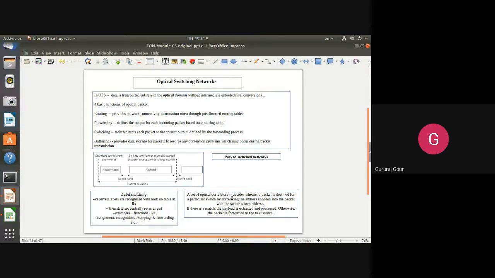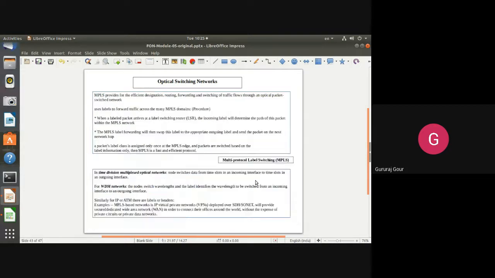I'm telling this because these correlators decide whether the packet is concerned with the particular switch or not, by comparing the address encoded in the packet it is receiving with its own switch address. If it is matching, then the payload is extracted and processed. Otherwise, the packet is forwarded to the next switch. This is how OPS is going to work. So this is about optical circuit switch and optical packet switch networks.